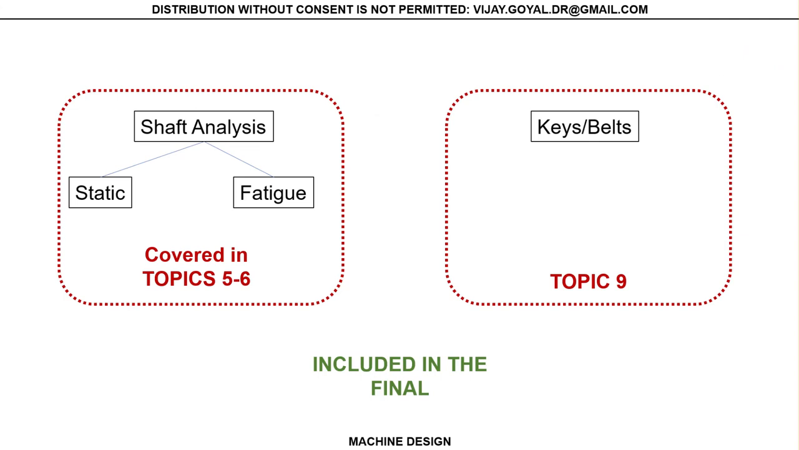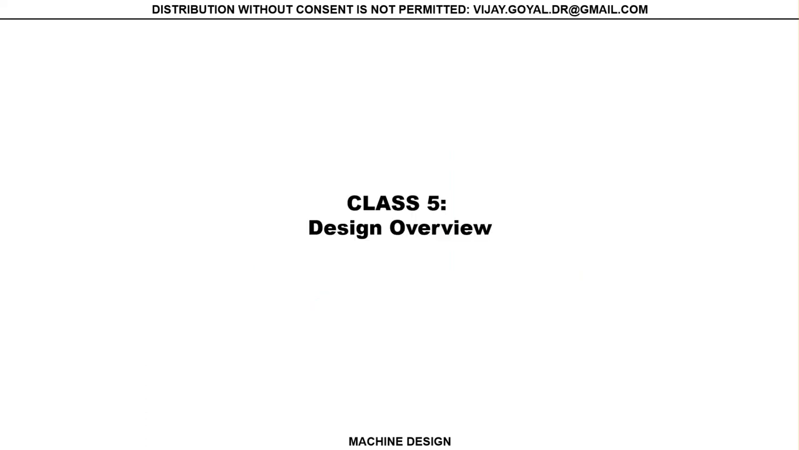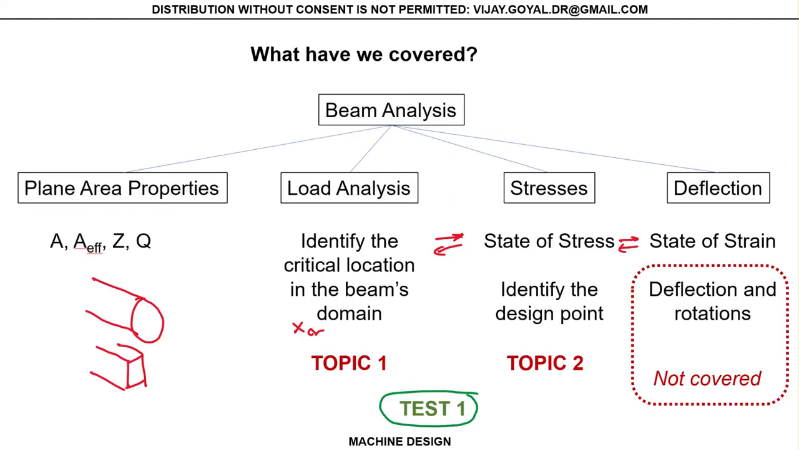And then we're going to end with the very last topics in the course. We will do shaft analysis all the way throughout the course as we go. However, this is covered there, but if you're missing something, we will cover it here. And keys and belts is topic number 9. If we get a chance, we will cover that, and that will be included in your final test. So in a nutshell, this summarizes what we really have done and where we're headed next.